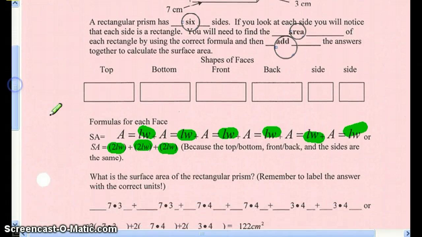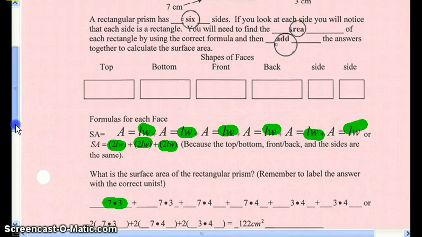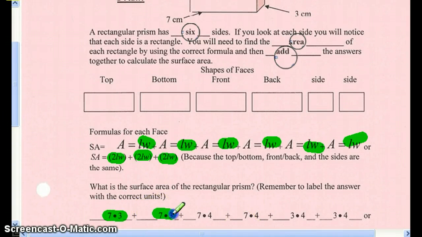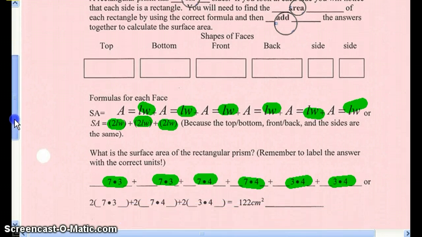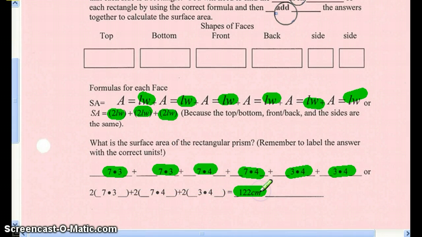In the rectangular prism above, we have a 7 by 3 rectangle, actually 2 of those, 2 7 by 4 rectangles, and 2 3 by 4 rectangles. When you multiply those and add them all together, you end up getting 122 square centimeters. Turn your notes to the next page.